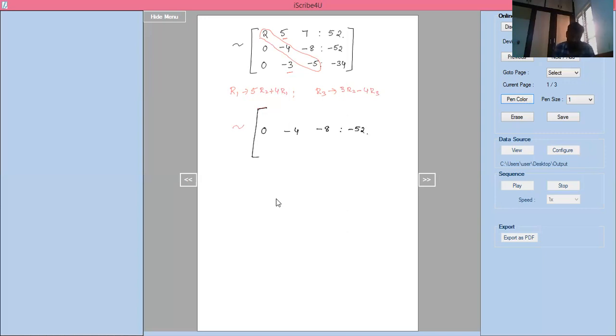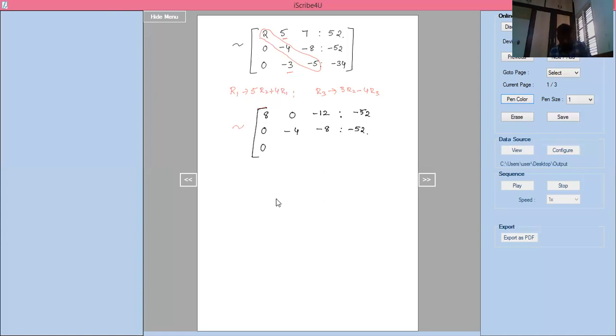Now R1 means 5R2 plus 4R1. 2 into 4 should be what? 8. Next one should be 0. And next one should be 5 into R2, 5 into minus 40 plus 28. Minus 40 plus 28 should be minus 12. Then 5R2 plus 4R1, if you simplify, 5 into minus 52 plus 4 into 52, again you will get minus 52. Next, R3 is nothing but 3R2, this one should be 0.